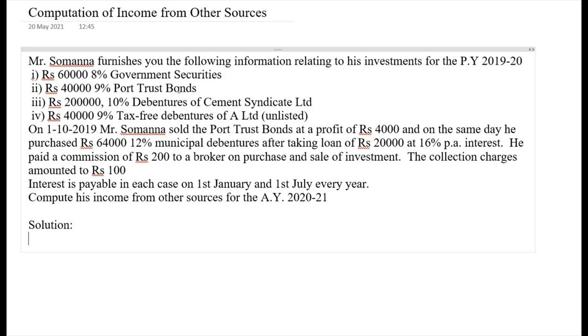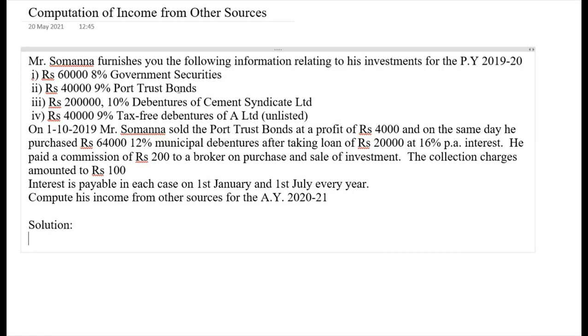Then rupees 2 lakhs 10% debentures. These are less tax commercial securities, so as the investment is given, interest on the same need not be grossed up here. Then 9% tax free debentures of A Limited, it is to be grossed up here. Then he has invested rupees 64,000 in 12% municipal debentures. So the interest on municipal debentures is taxable, and it can be claimed only to the extent of 6 months here.